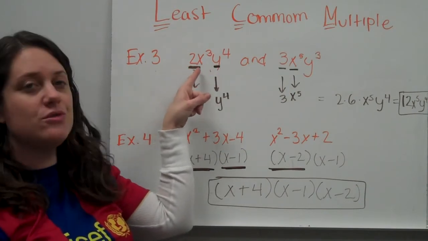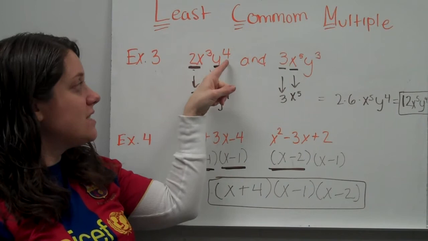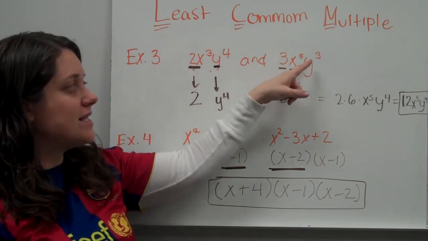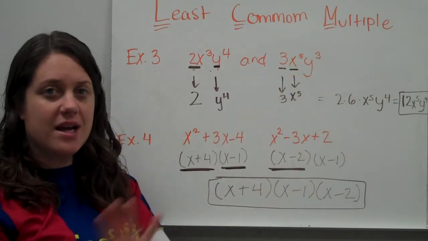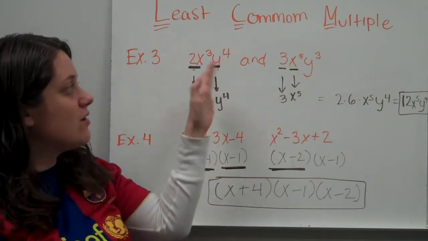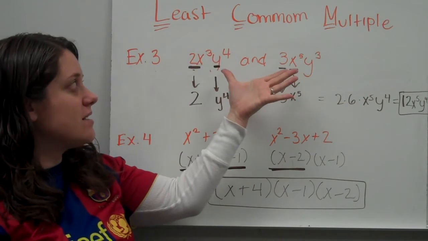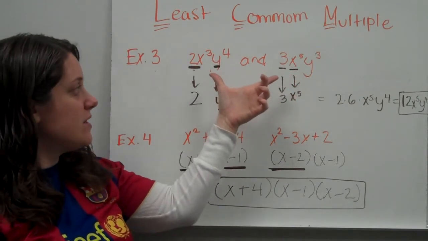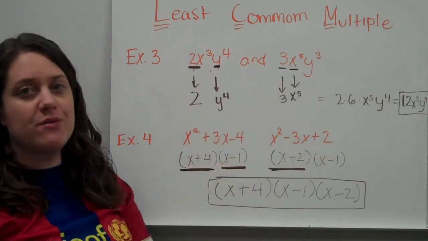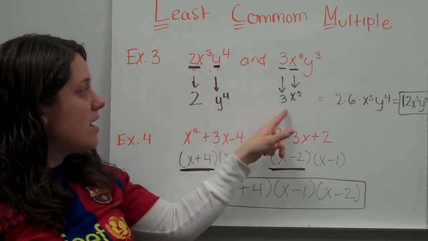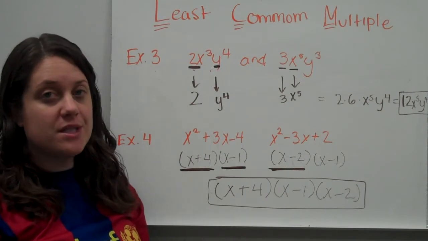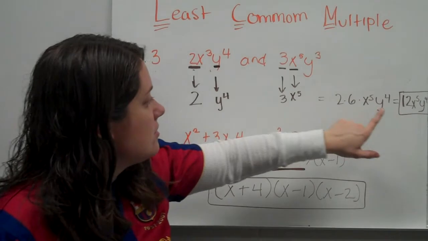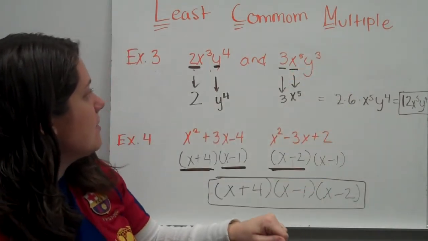Our first denominator is 2x cubed y to the 4th, and the other denominator would be 3x to the 5th y to the 3rd. Right now we're not even talking about numerators. I'm just having you figure out, if those were your denominators, how would you find the least common denominator? In other words, what's the least common multiple of these? Let's just look at 2 and 3 for a second. If I needed to find the least common multiple of 2 and 3, well, that's 6. So I have 2 and 3 together, I would end up getting 6.